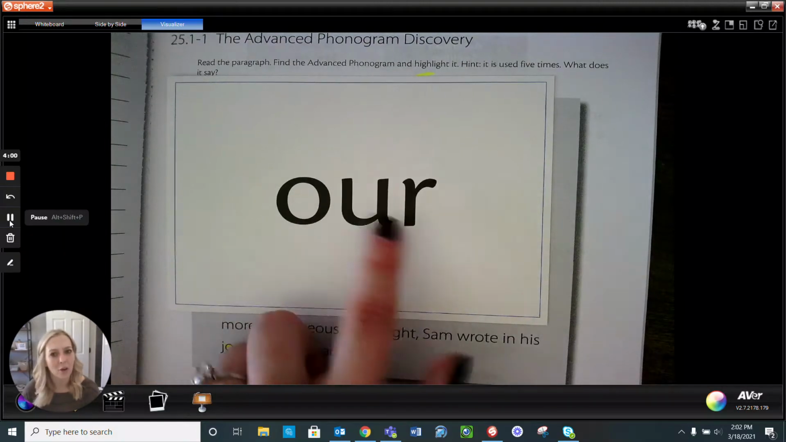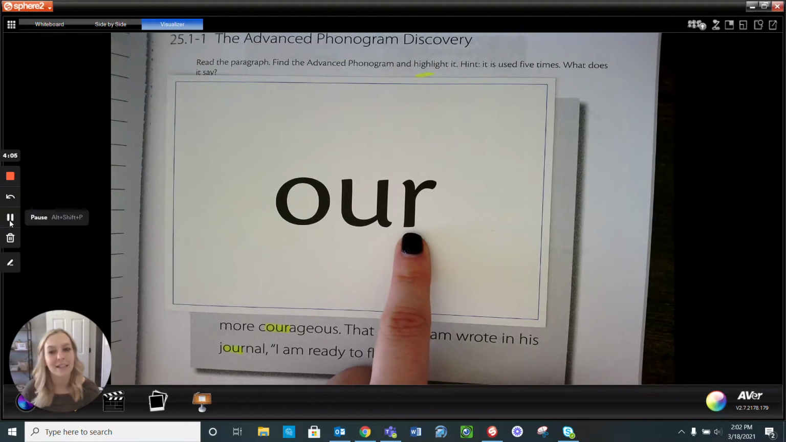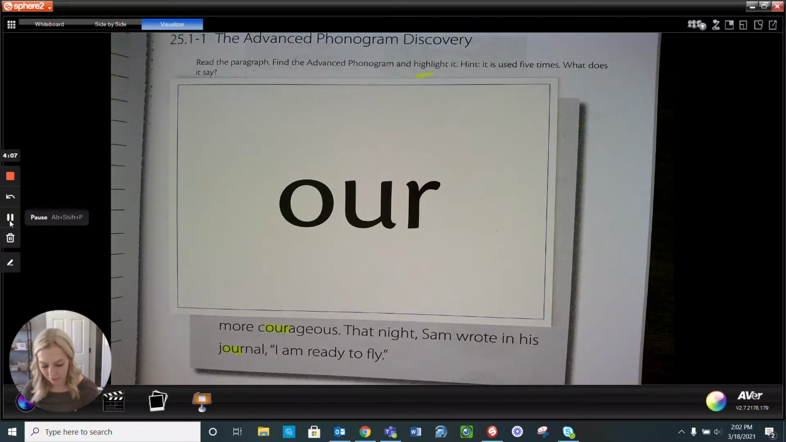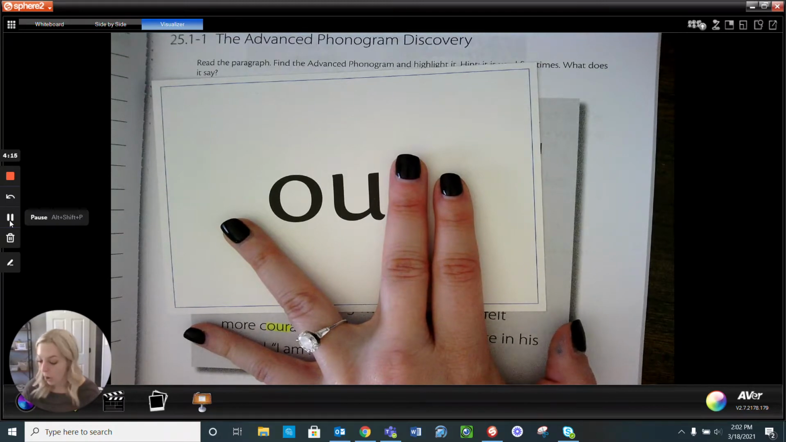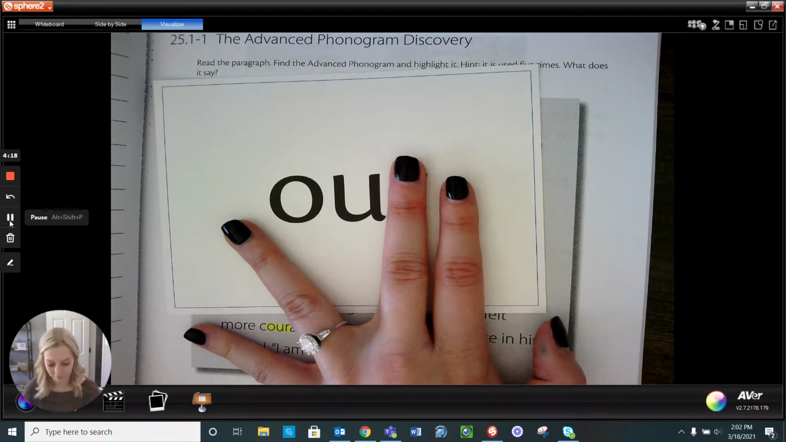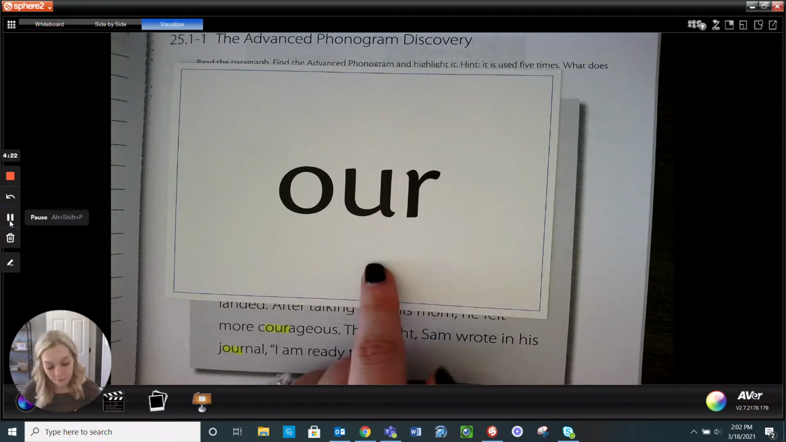What kind of vowel is O-U-R? That's your hint. It's an R-controlled vowel. Very good. What vowel is being controlled by the R? If we take away the R, we have ow, o, oo. O-U-R is a French phonogram.